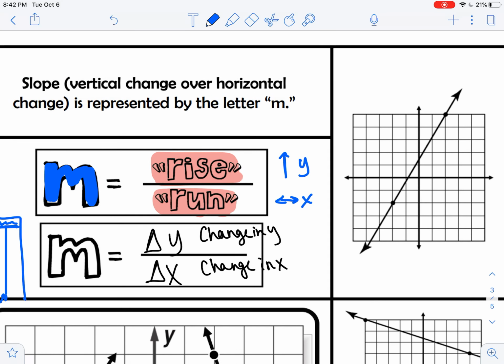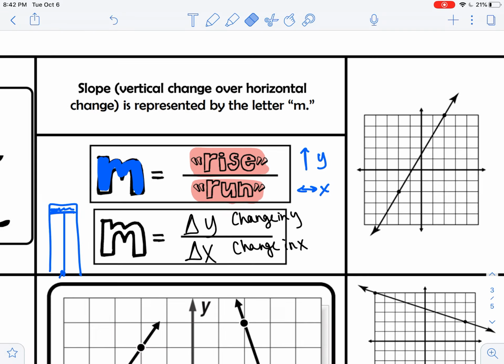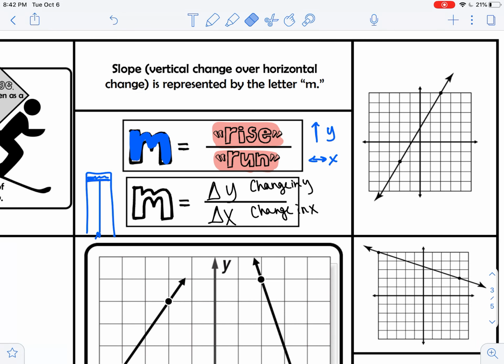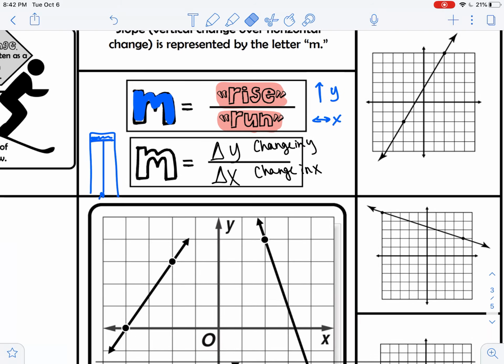And guys, I'm not even kidding. People will get the numbers right, they just end up accidentally switching them. Don't switch them. You have to make sure you remember, you rise before you run. Same thing if you're sitting in a chair at your table, you have to stand up out of your chair before you can walk to the kitchen or the door. So always rise over run.